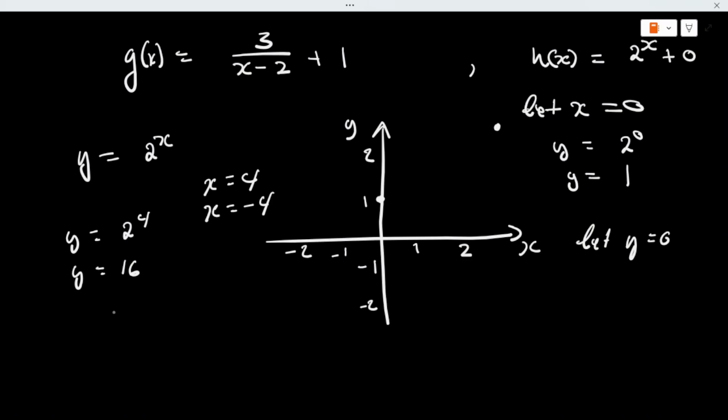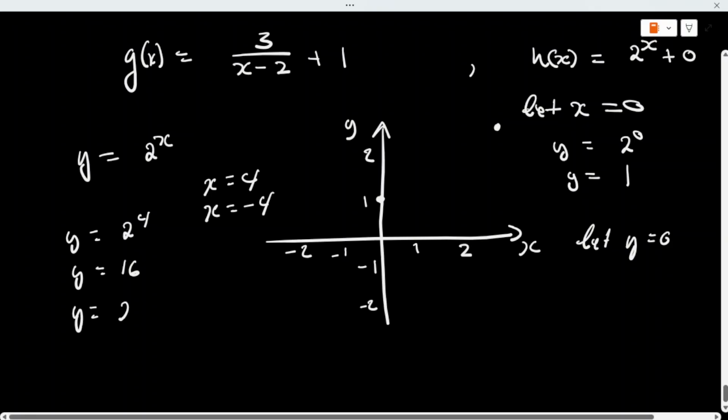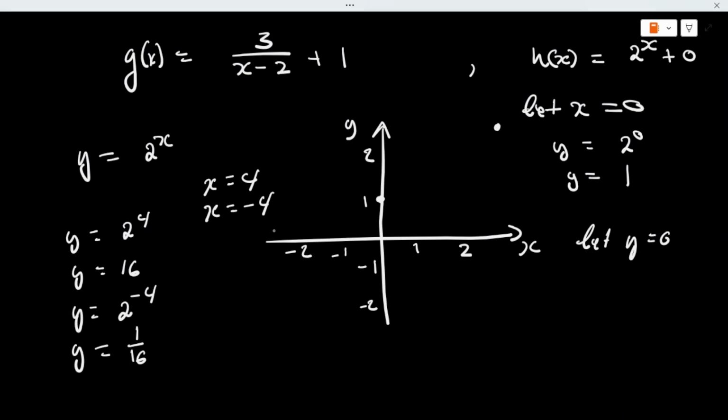And then let's plug in x is equal to -4. What do we get? We get y is equal to 2 to the power -4. And what is that? That's going to be y is equal to 1 over 16. Now, where is this point? This is some point over here where x is equal to -4 and y is 1 over 16. So what does this tell me? This tells me that my graph looks something like this.